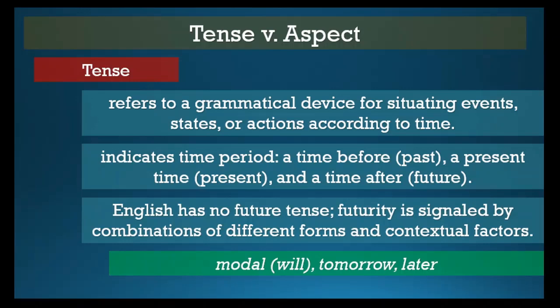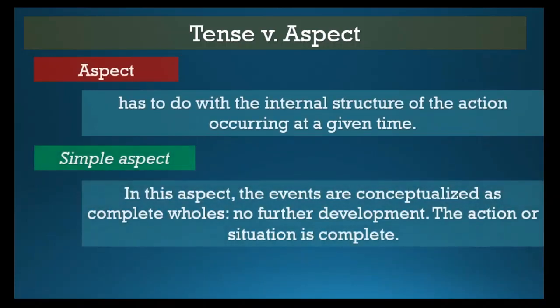Now, class, note that different from the time signaled by the tense, the aspect has to do with the internal structure of the action occurring at a given time. What do we mean by internal structure of the action? This internal structure, class, refers to the completeness of the action being told. Let us take the simple or zero aspect as an example.